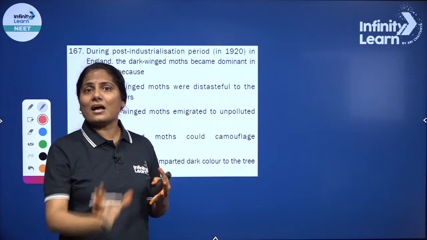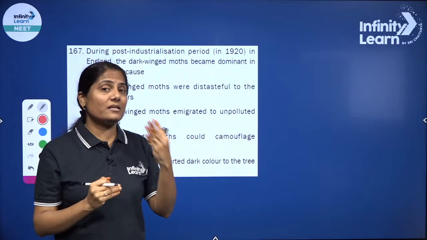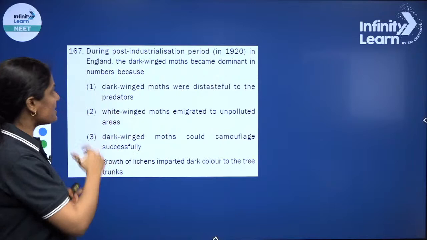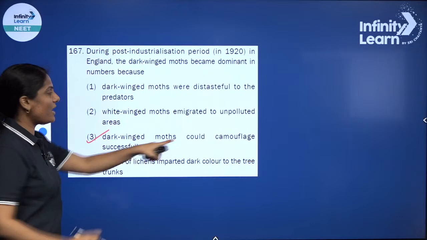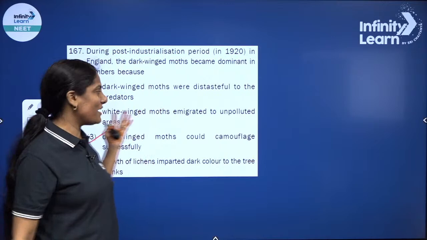So, when the trunks were covered with soot, the dark-winged moths had the advantage of camouflage and could escape from predators. Obviously, they were increasing in number. They could camouflage successfully. Distasteful to predators, recall your monarch butterfly. From there, they have taken that.